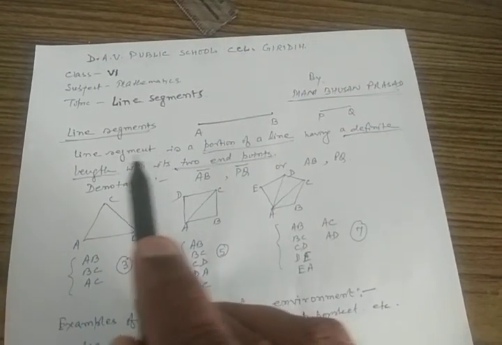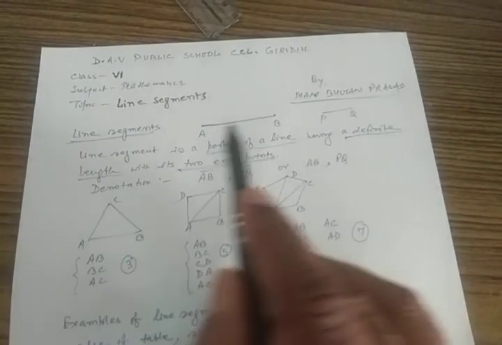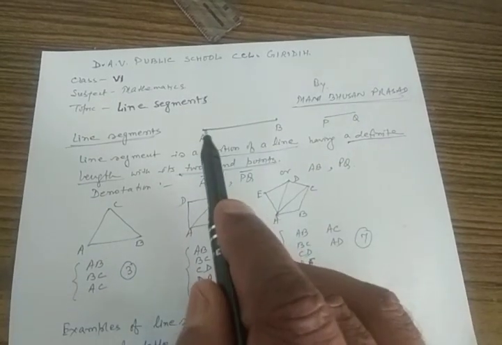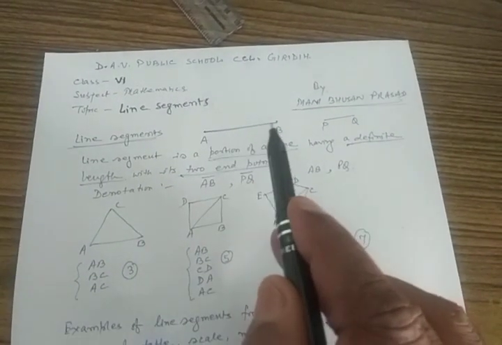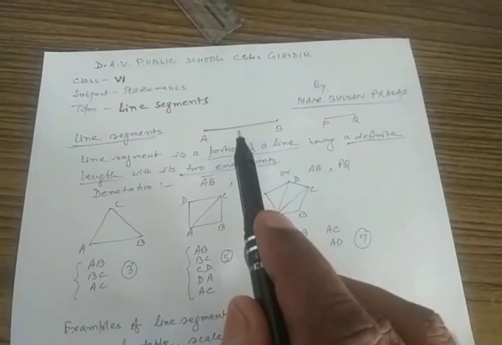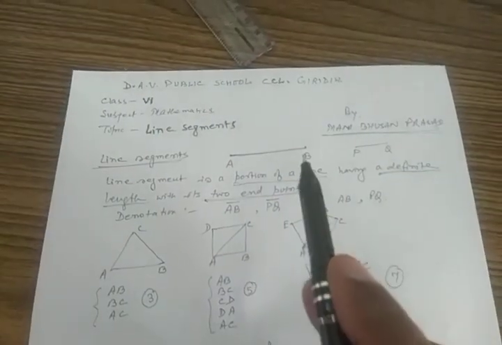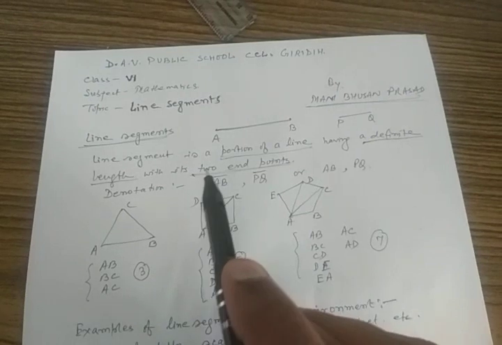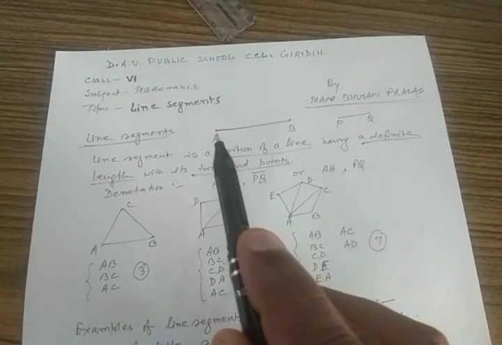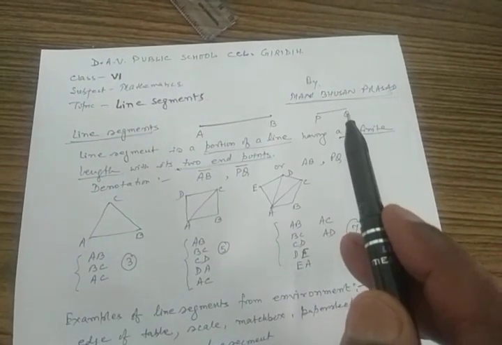So what are the properties of a line segment? First, it is a part of a line. From here to here a line is going on and you have taken only two points A and B. So this is a portion, a part of a line. Second, having a definite length. Its length is fixed. If you measure with a scale, either 4.5 or 5 or 6, the length is fixed. And the next point, it has two endpoints. So a line segment always has endpoints. A and B are called endpoints. Here P and Q are called endpoints.